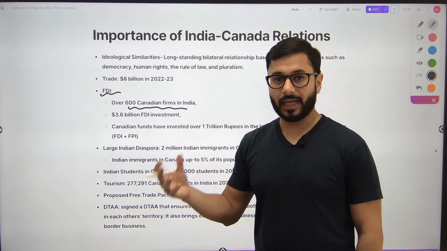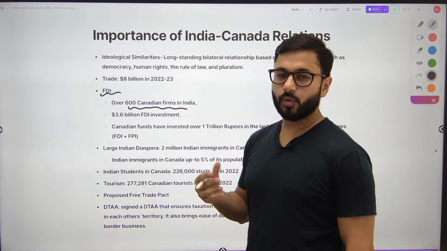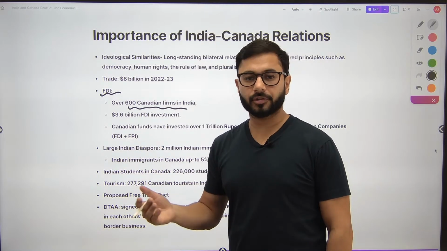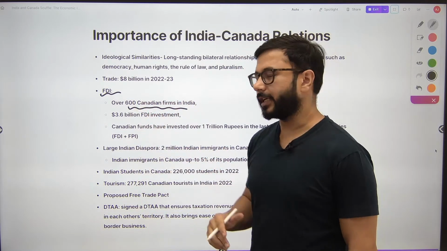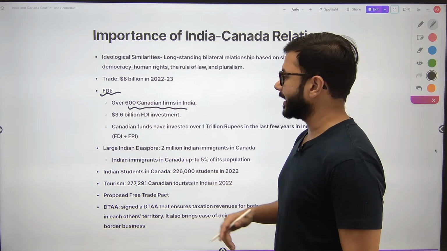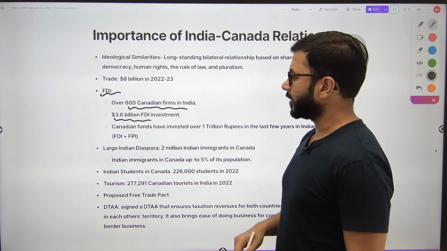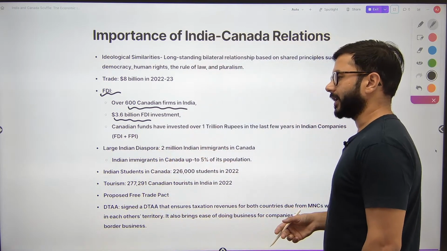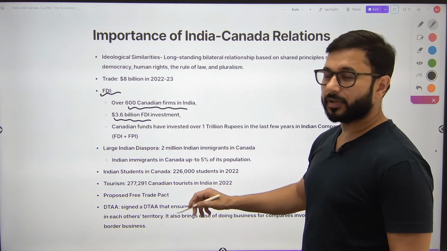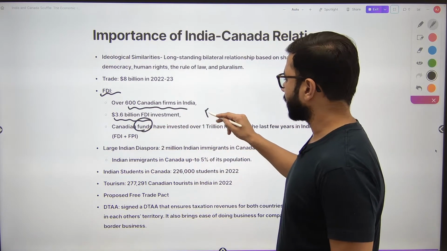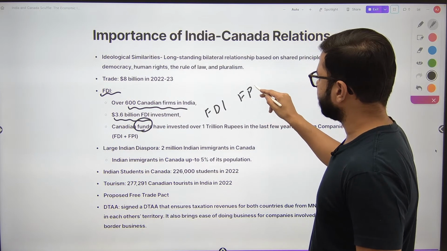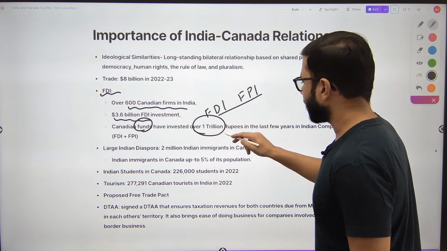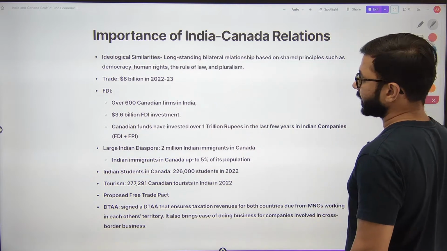Canadian firms like to work in India because, just like for the USA, it's cheaper to work through India, especially in the service industry. The same applies to Canadian firms as well. Over 600 Canadian firms work in India, and an investment of $3.6 billion yearly is seen from Canada. Canadian funds, when we're talking about funds, that means a combination of FDI and FPI, both of them. Canadian funds have invested over 1 trillion rupees in the last few years in Indian companies.